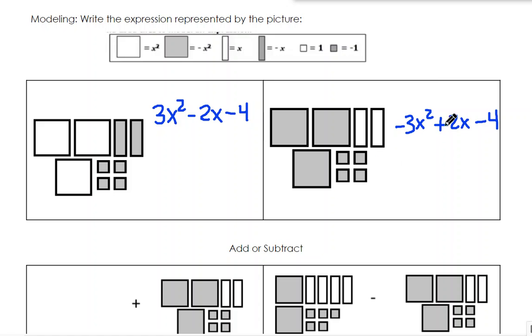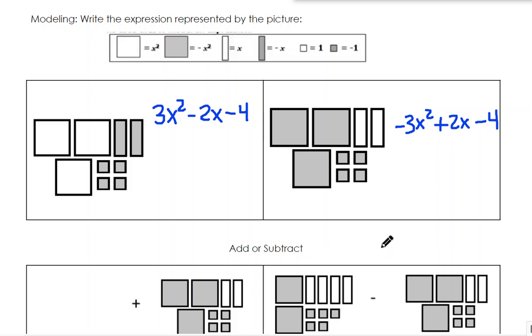All right, hopefully you paused the video and you got this. I had 3 negative big x's, I had 2 positive x's, and I had 4 negative ones, right? So that is how we look at these pictures. Sometimes they'll show these pictures and say add or subtract these two things. And that's what we're going to do down here. All you're going to do, try this on your own, is write what the picture means, and then add or subtract it based on what it's telling you.